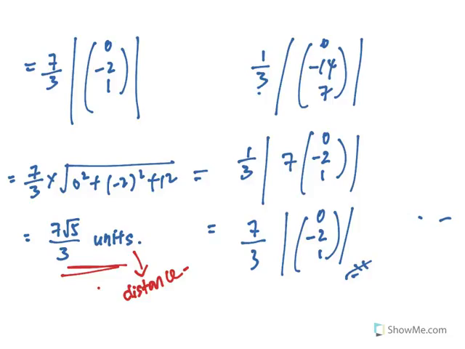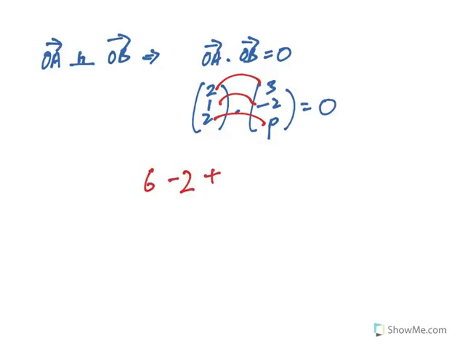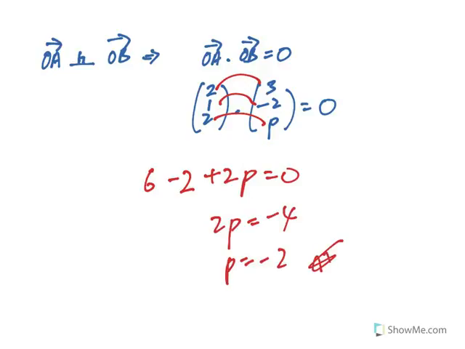So listen, after that, very easy. You want OA perpendicular to OB, right? This just means that OA scalar product OB equals 0. So this must mean that 2, 1, 2 scalar product 3, negative 2, p equals 0. Easy, right? Scalar product: 2 times 3 is 6, 1 times negative 2 is minus 2, 2 times 2p. Equal to 0. 2p equals negative 4, p equals negative 2. Answer comes out already.